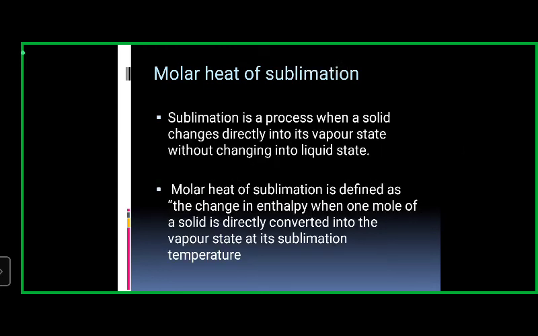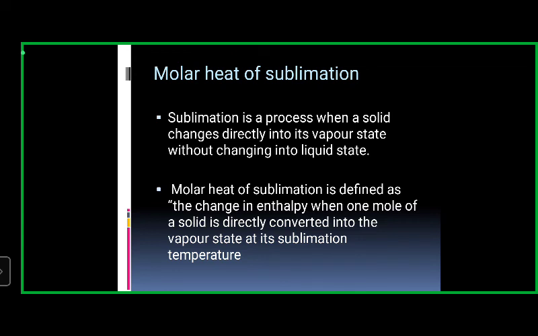Next is sublimation. Sublimation na another vapor state, solid converting into vapor state without changing into liquid. So molar heat of sublimation is defined as change in enthalpy when 1 mole of solid is directly converted into vapor state at its sublimation temperature. இப்போ வாட்டருக்கு sublimation கிடையாது. camphor, iodine, ammonium chloride, இதுக்கெல்லாம் வந்து directly they will get converted from solid to vapor. So அதனால அவங்களுக்கு boiling point கிடையாது.